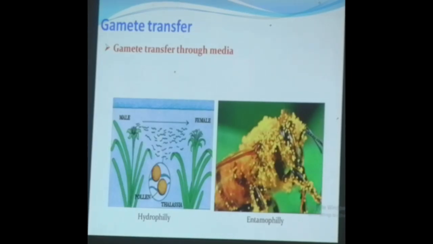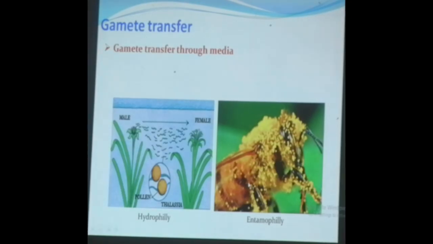In the case of aquatic creatures or aquatic plants, the gamete will be transferred in the water medium. You can see here is the water medium. The male flower has the stamens and the female flower has the pistil. Now the transfer has to take place from the male to the female structure. This can happen inside the water, or the gamete may reach the female by floating. This happens through the medium called hydro, that is, water. Such a gamete transfer is named hydrophily.